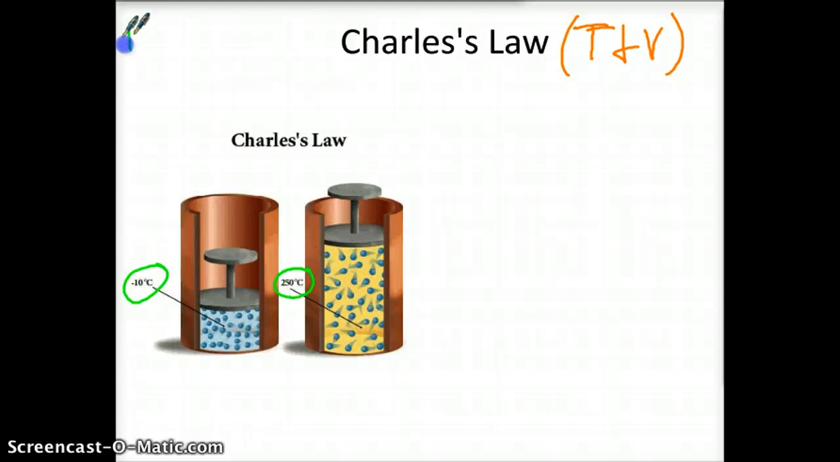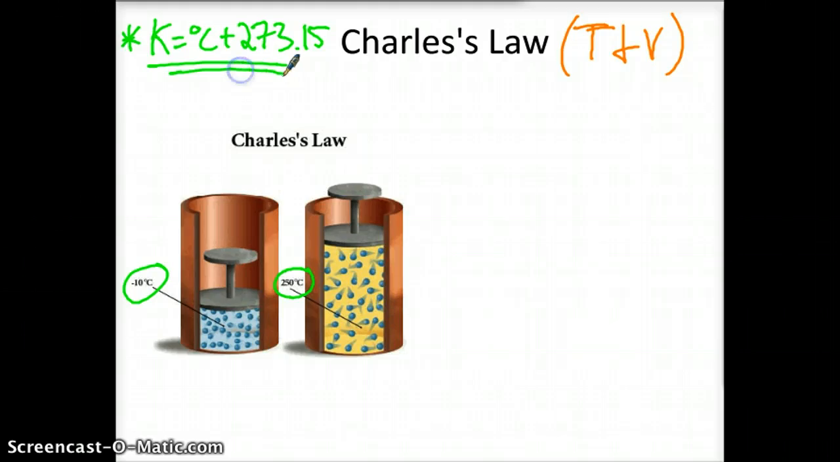Quick little side note, we always want to deal with temperatures in Kelvin. And remember, Kelvin is equal to degrees Celsius plus 273.15. Again, this is on your equation sheet, but you need to know how to make these calculations very quickly. Temperature always needs to be absolute. It must be in Kelvin if you're going to do any math. But for now, we're just comparing these qualitatively.